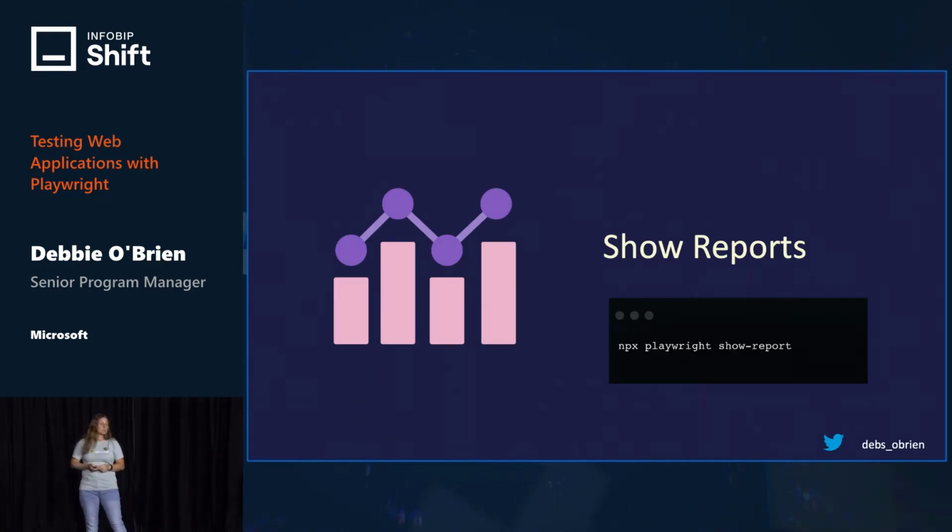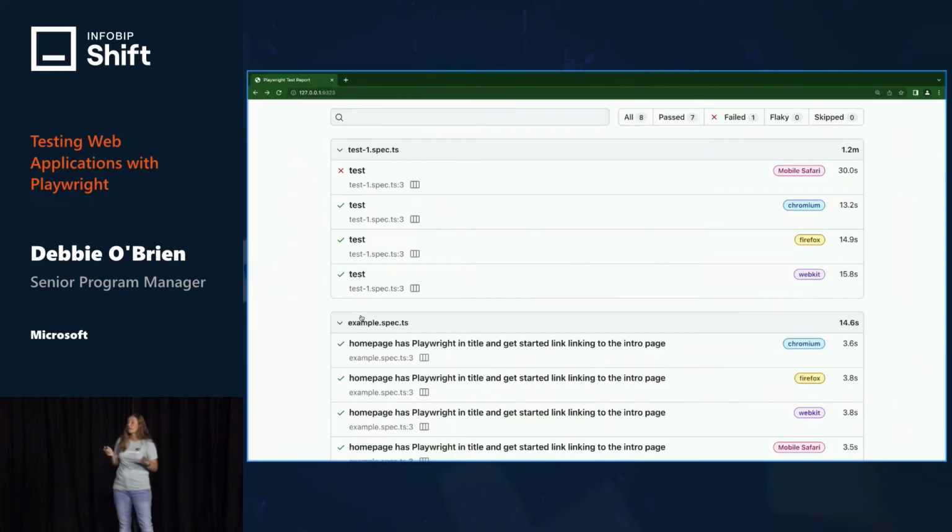So another thing you can do is show reports. You will need to use the terminal for this, which is npx playwright show-report. So once you've run the test using the terminal, you can get the report. A report looks something like this, right?